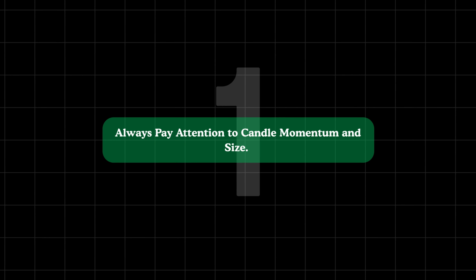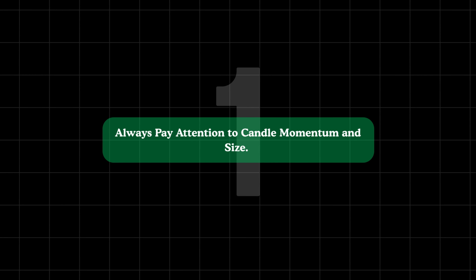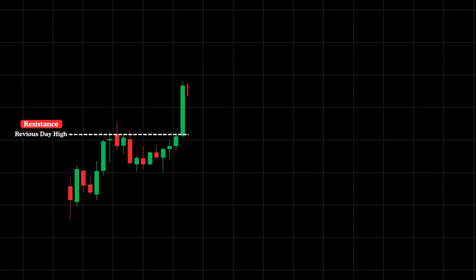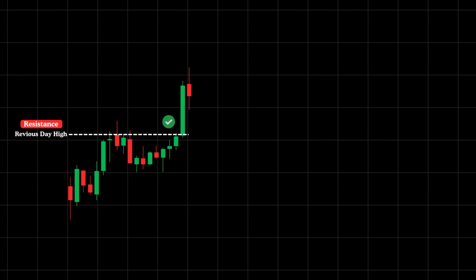So let's begin with point number 1. Always pay attention to candle momentum and size. This is a 5-minute time frame chart of Nifty 50 where the price declines after facing resistance at the previous day's high, but then rises again, breaking this resistance level with a bullish momentum candle and moving upward.